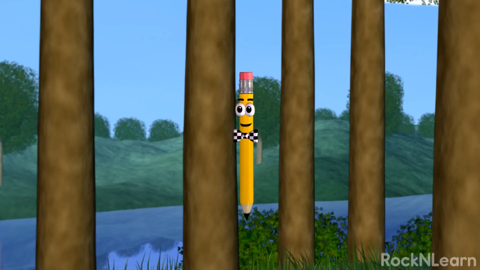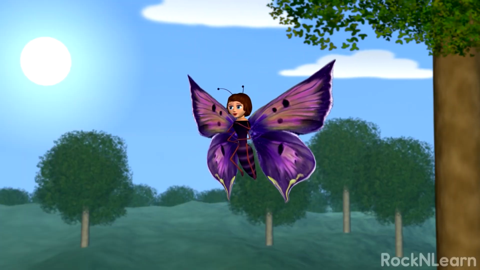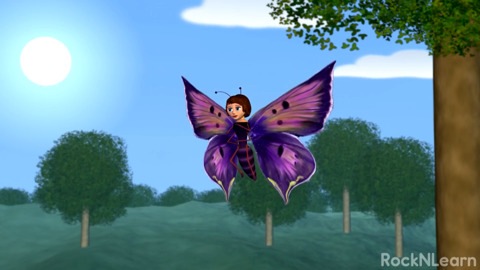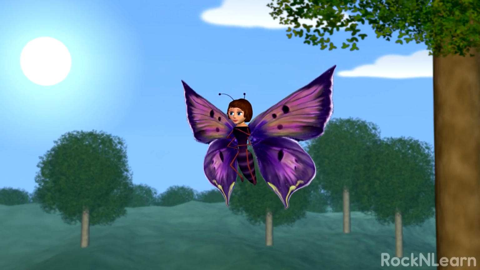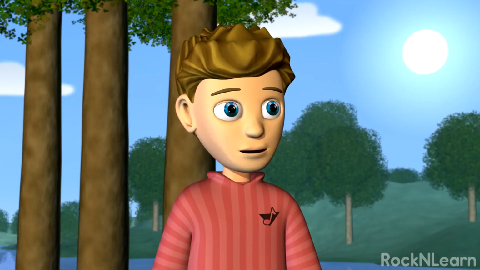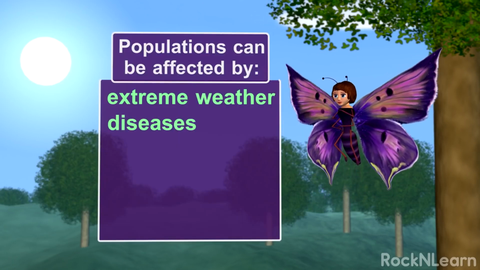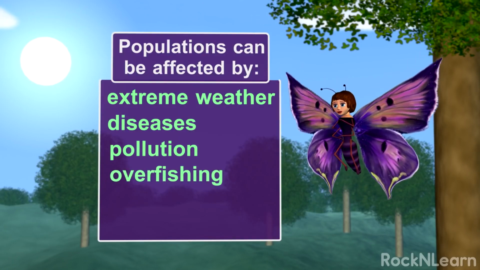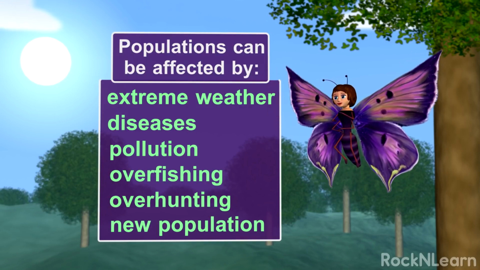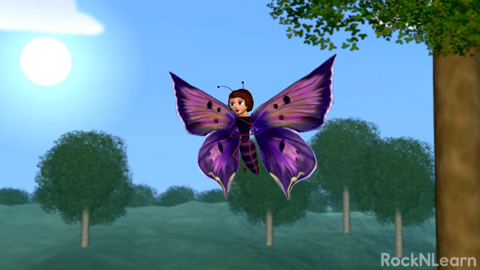Bravo, Kevin! Remember how I said that a habitat must supply the needs of the organisms? Yes. Well, sometimes things can change in a habitat or in the population itself that will negatively affect the numbers of the population. Like what? Extreme weather, diseases, pollution, overfishing, overhunting, or even introducing a new population of animals. Any of these can have a big effect on populations in an ecosystem.